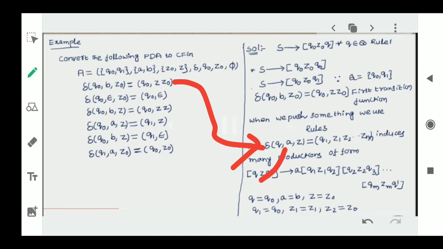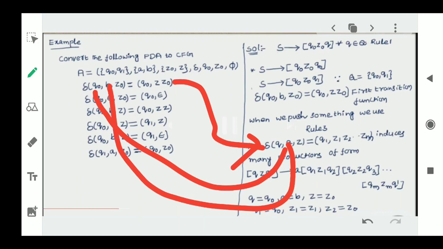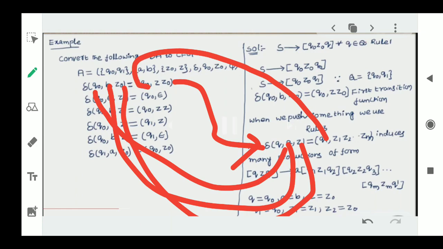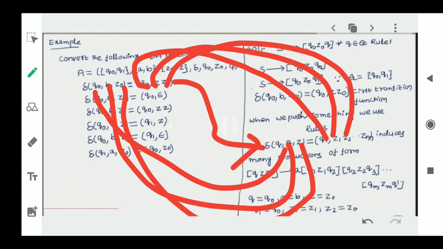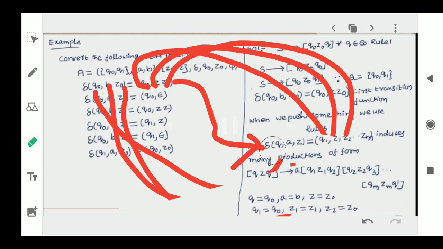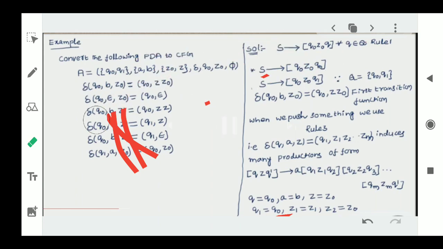Suppose here we have Q. What is Q? Q is Q0. What is A here? A is B. What is Z? Z is Z0. Q1 is Q0 and Z1 is Z. Z2 is Z0. Like that we will consider all the values. After considering all the values, we will substitute them in the equation of this form: [q Z q'] implies a [q1 Z1 q2][q2 Z2 q3] and so on, [qm Zm q'].